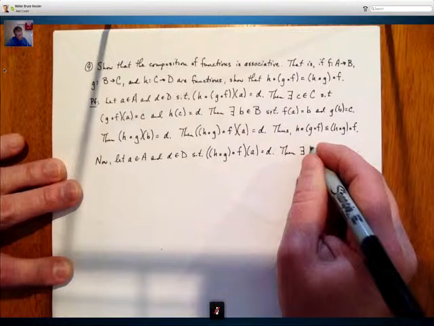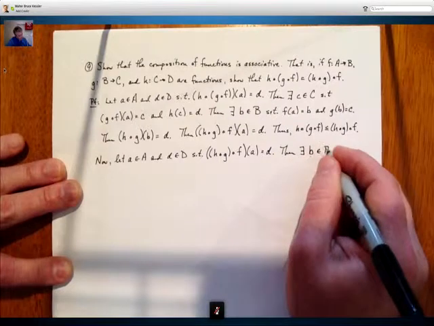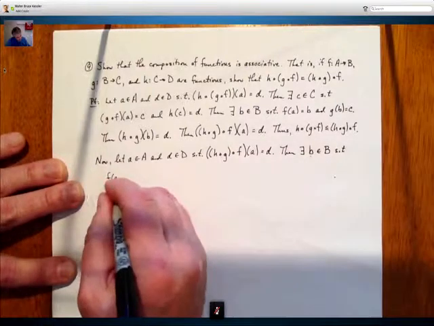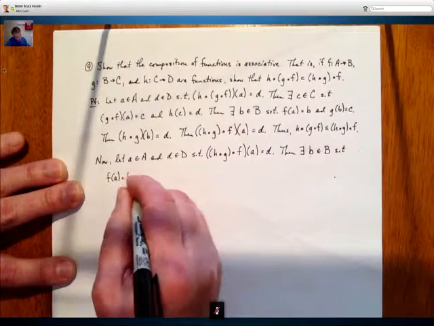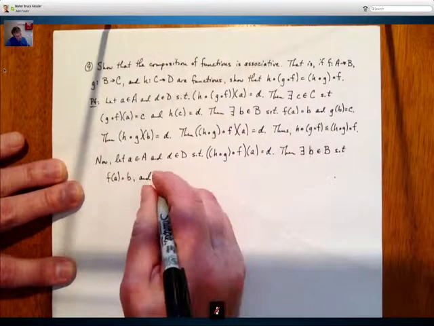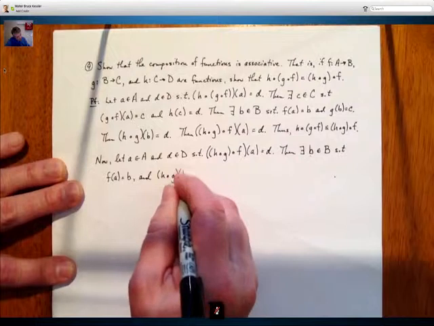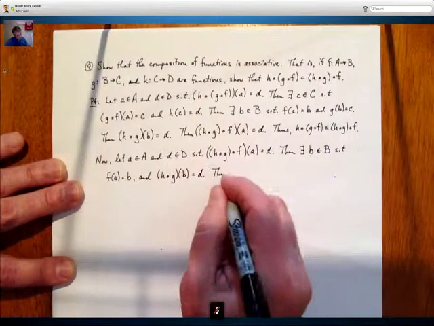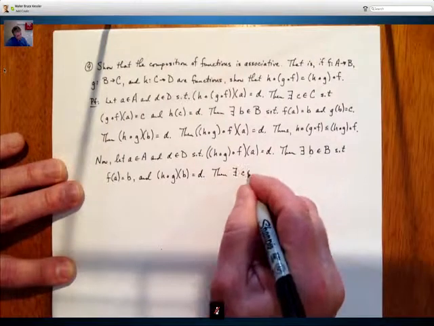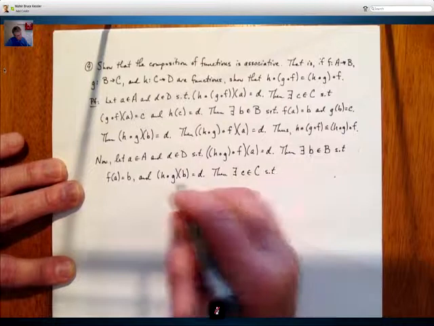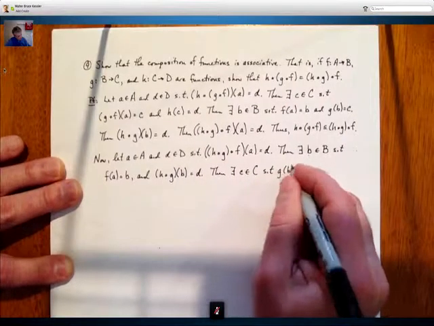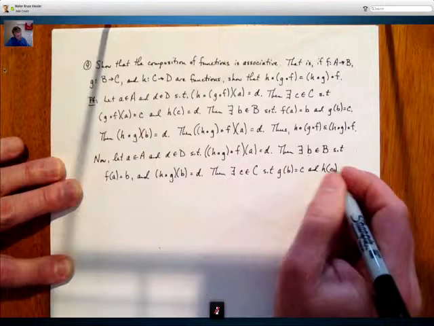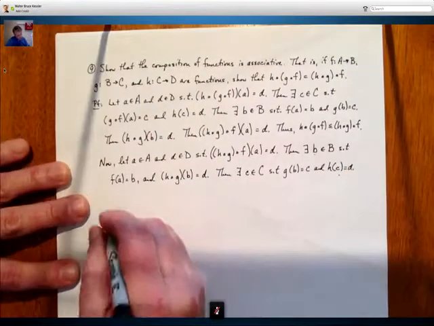Then there exists a B in the set B such that F of A goes to this B, and then H of G picks up this B and takes it to D. And so then there exists some C in the set C such that G takes B to this C, and then H picks up that C and takes it on over to D.